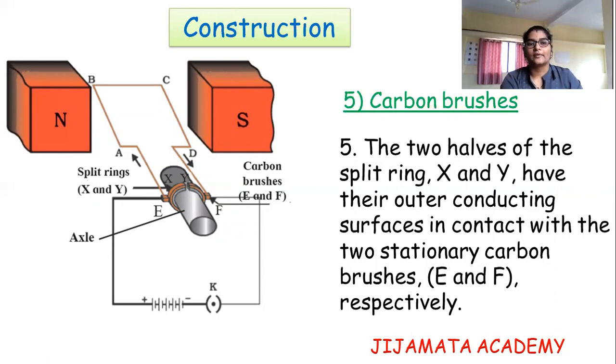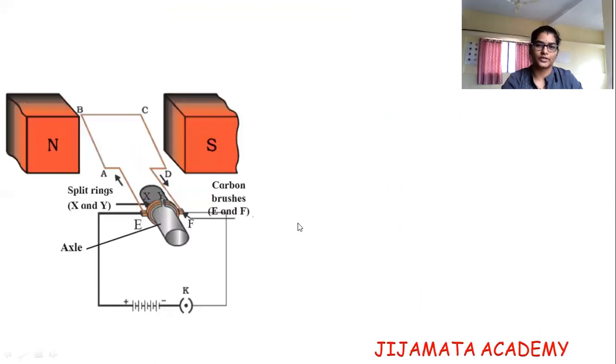But these carbon brushes are stationary, because they are a joint between this rotating conducting wire and the stationary conducting wire. This wire which is connected to the battery is a stationary wire, while this looped wire is a rotating wire. It will start to rotate as soon as current starts to flow through it. And therefore these carbon brushes act as a joint between stationary and rotating conducting wires. So carbon brushes are stationary, they do not rotate.